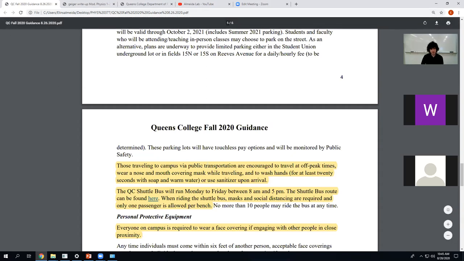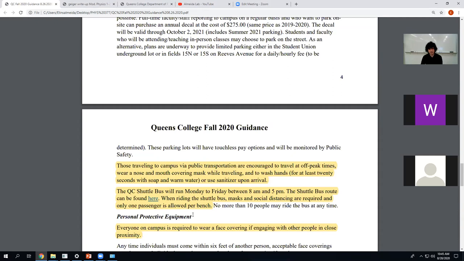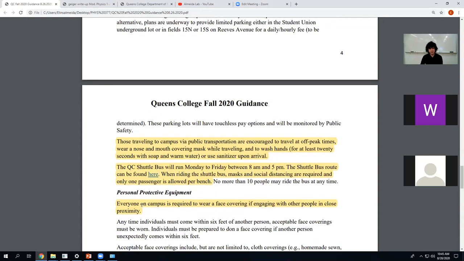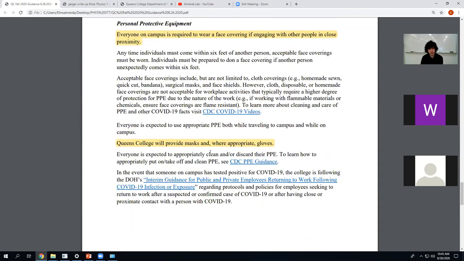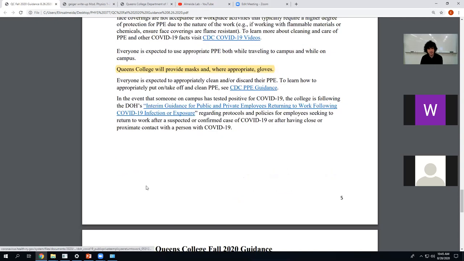The shuttle bus will run Monday to Friday from 8 a.m. to 5 p.m. And of course, you have to use the PPE, and only one passenger is allowed per bench. Everyone on campus is required to wear a face covering if engaged with other people in close proximity. So Queen's College will provide masks and appropriate gloves.